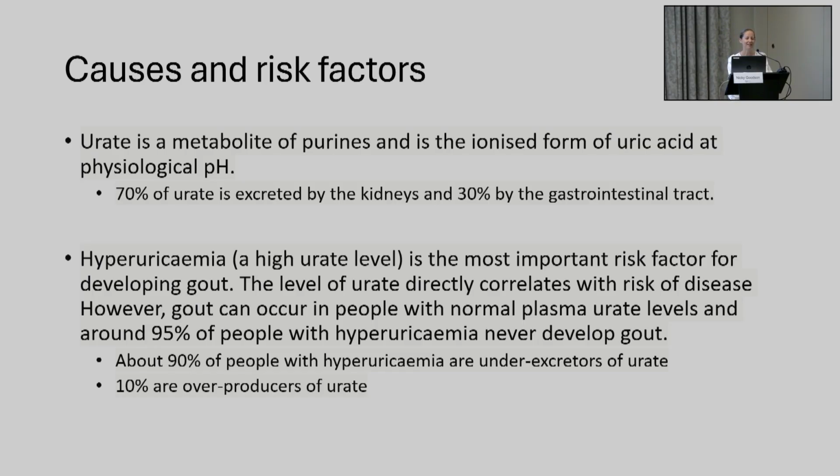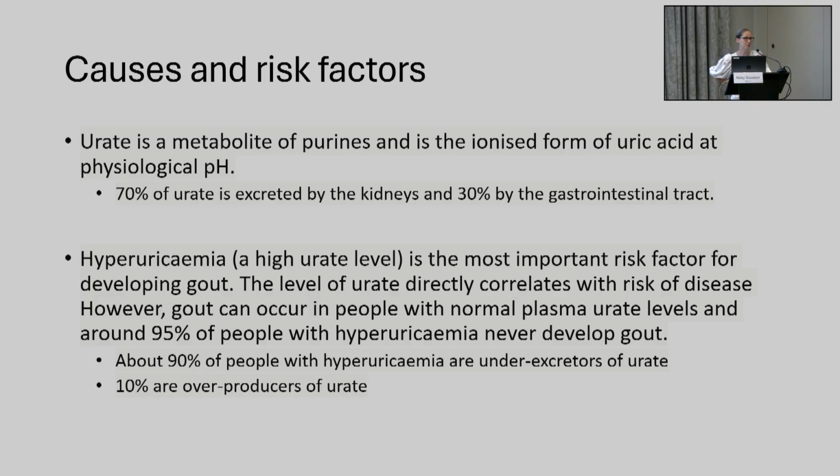So urate is a metabolite of purine, and in its ionized form it forms crystals at different pHs. Sorry, I've made my slides too small. Most of the urate is excreted by the kidneys, but some of it is excreted by the GI tract. And high levels of urate, hyperuricemia, is the most important risk factor for developing gout. The level of urate directly correlates with the risk of disease, so getting the urate down can actually prevent people from getting gout. But some people will have high levels of urate but never get an attack of gout.